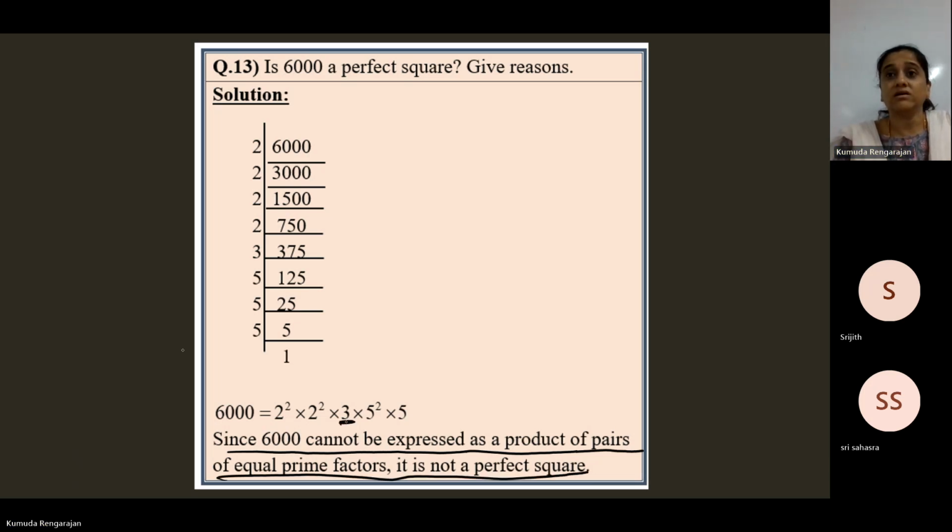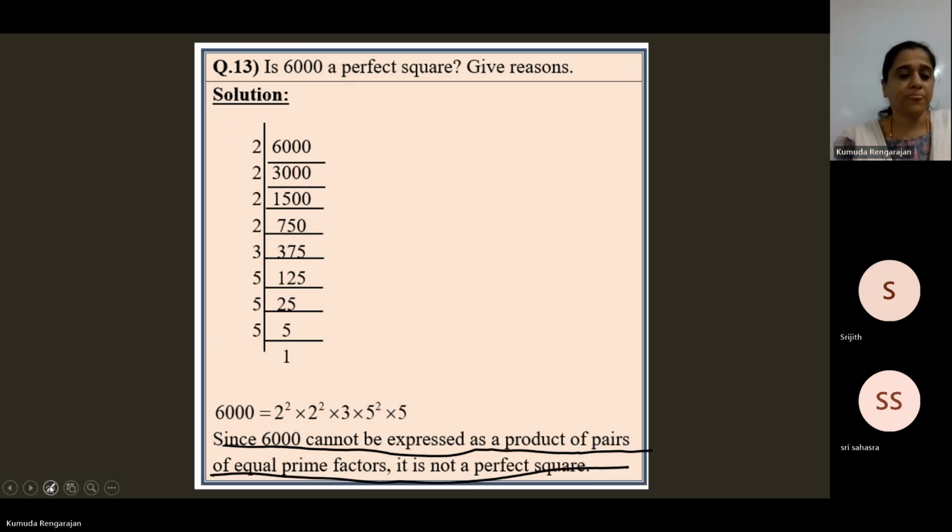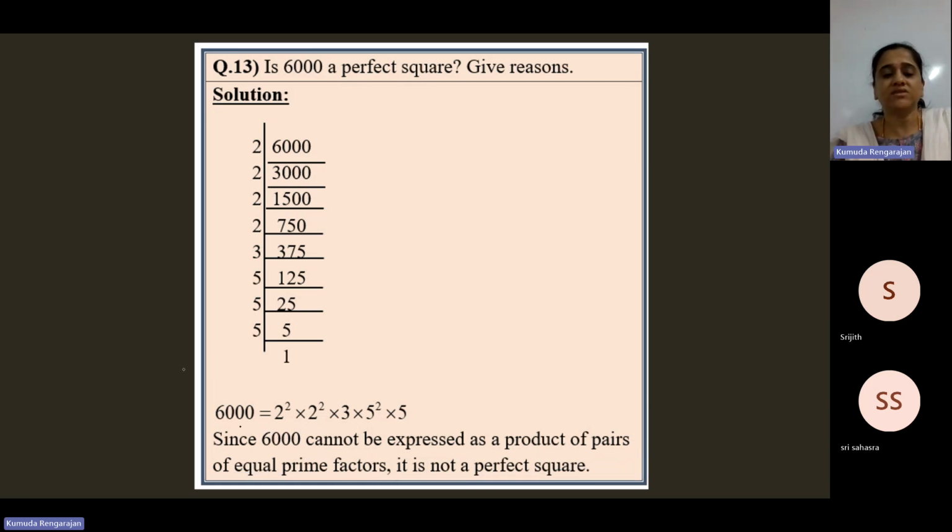Because see here, you don't have a pair. Here also no pair. You have 3 into 5. 3 into 5 is a pair, but it is not a pair of equal primes. So it's not a perfect square. This is the reason. Or if you want to write it in simple words, you can say 6000 is not a perfect square because 3 and 5 do not occur in pairs. You can also give that reason. That is also accepted.